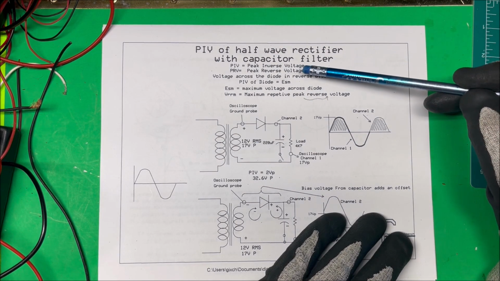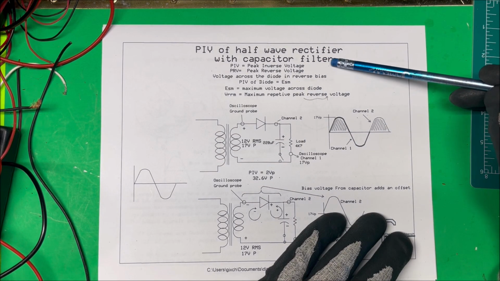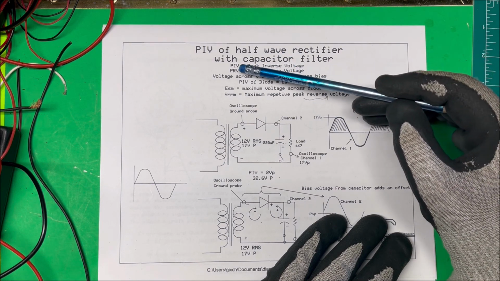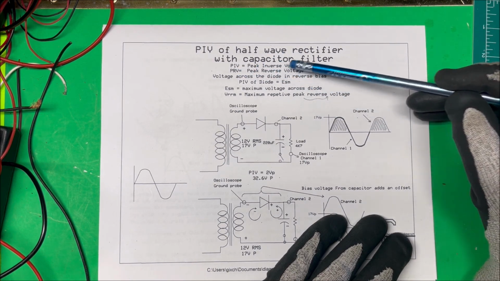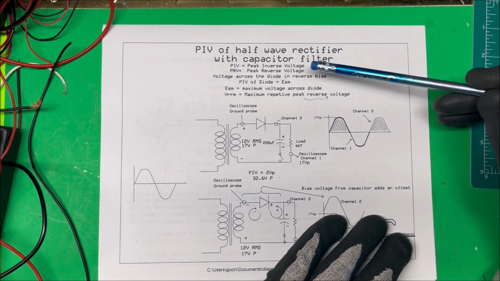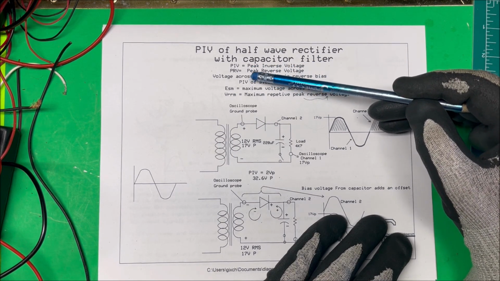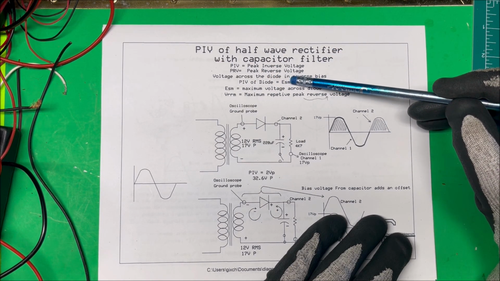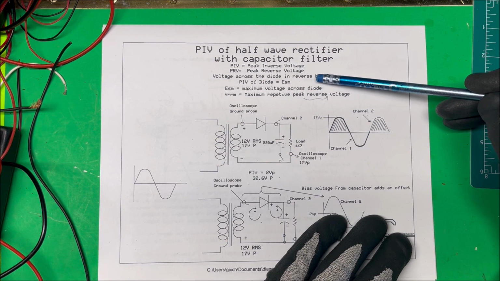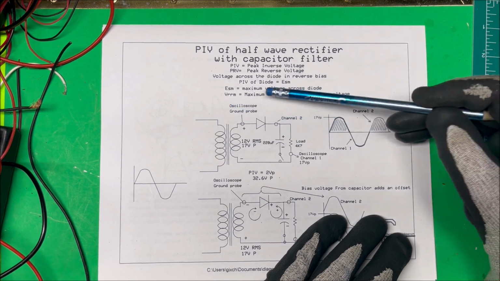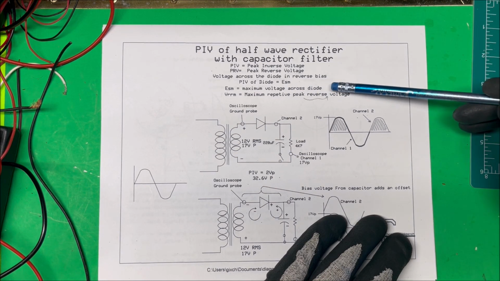Let's take a look at the PIV of a half-wave rectifier when we add a capacitor filter. Now, PIV is your peak inverse voltage, sometimes written as PRV, which is peak reverse voltage, but it's a voltage across the diode in reverse bias. In formulas, you'll see the PIV written as ESM, which is your maximum voltage across the diode. But in the data sheets, you'll see it as VRRM, which is the maximum repetitive reverse peak voltage.